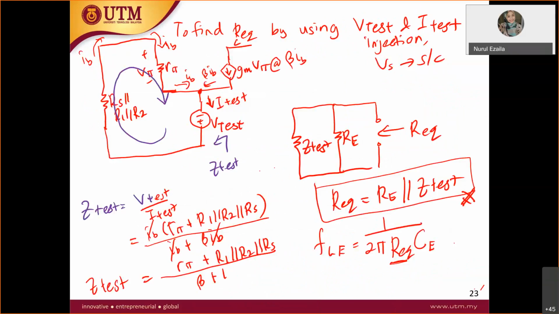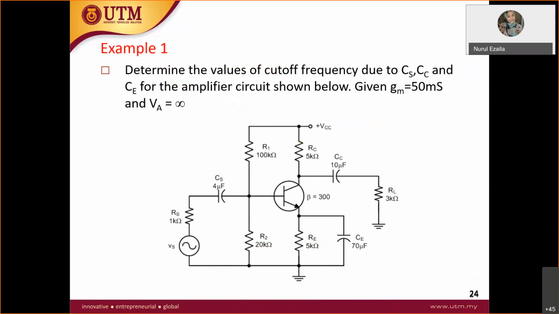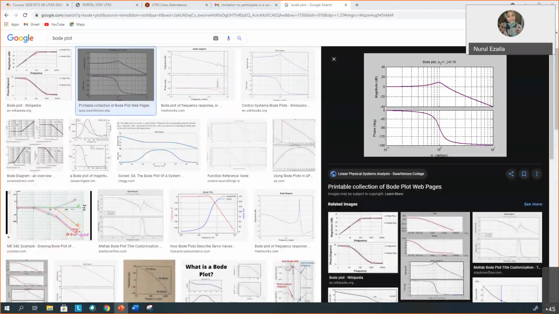Do you have any question? Can you all try this example one before the next class? In the next class, I will just go through the answer. Can I trust you to try this example one? Yes. All right, thank you. I want to stop now because it is already 12:55.